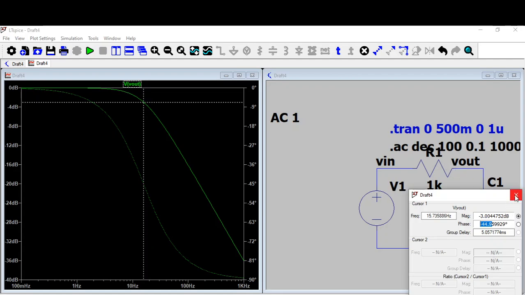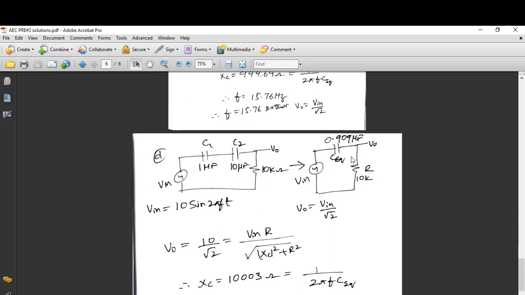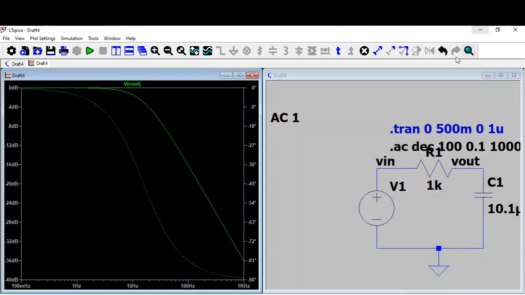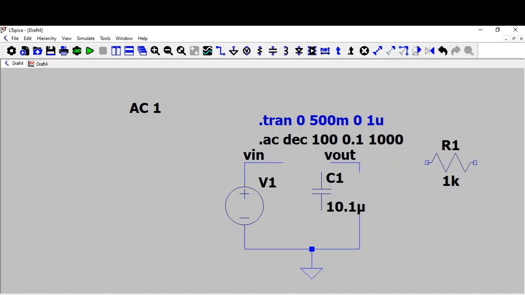On the same lines, we have the other example, but there the resistance and capacitor are interchanged. Again we are just equating these to 10 by root 2. So now here it's actually R multiplied by the current, and V by this is the current. Suppose if you equate this to 10 by root 2, solve for this XC, that becomes so and so. So that we can try again here. So what I'll do, I will just move this, take this out and press control R.